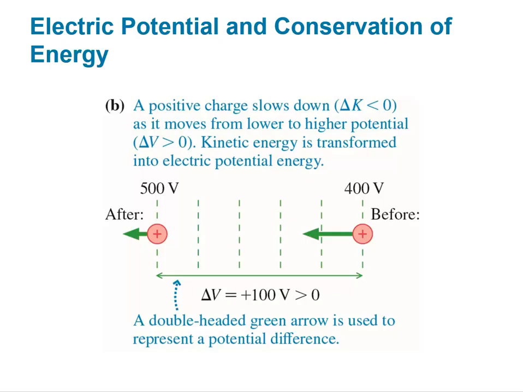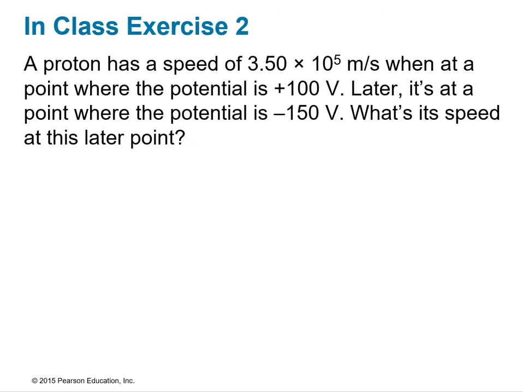Now a positive charge is going to slow down as it moves in the opposite direction. As it's going from a lower potential to a higher potential, its potential energy is going to increase and its kinetic energy is going to decrease. And again, we're not going to do any in-class exercises here. I will do them in class.